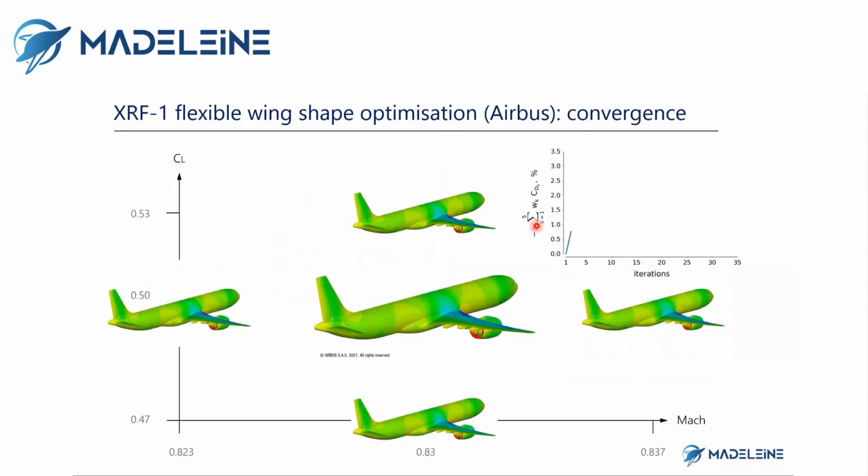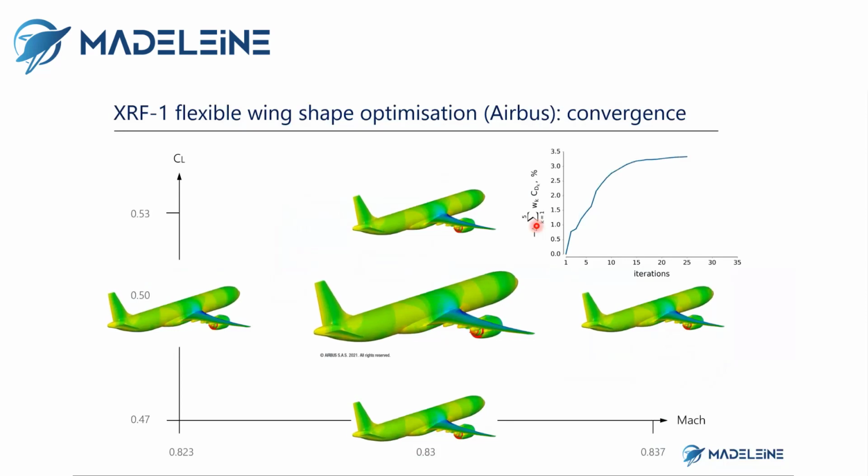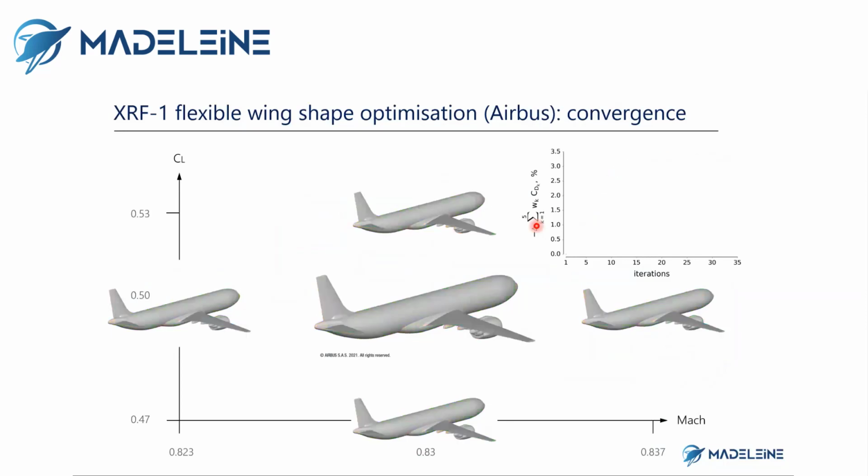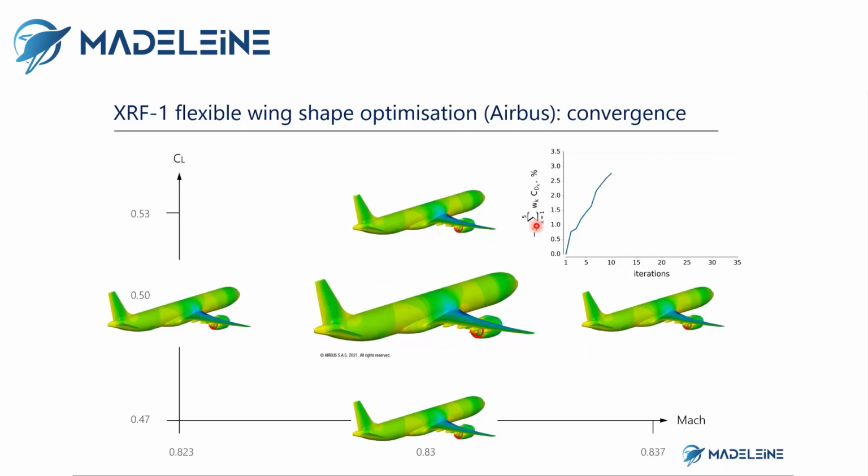Okay, so now let's take a look at an overview of the convergence of the optimization. We are looking at the variation of pressure coefficient contours for the different flight conditions. And as we can see, the optimization requires 34 iterations in order to converge, and yields a multi-point drag reduction of around 3.4% of the baseline multi-point drag.